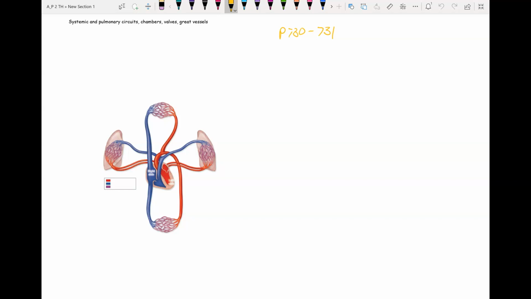Another thing to point out is the use of red and blue. So we use blue to represent deoxygenated blood. So it doesn't mean that this blood has zero oxygen in it. Your blood is never at zero oxygen. It has less oxygen because this is blood that has given oxygen to cells.